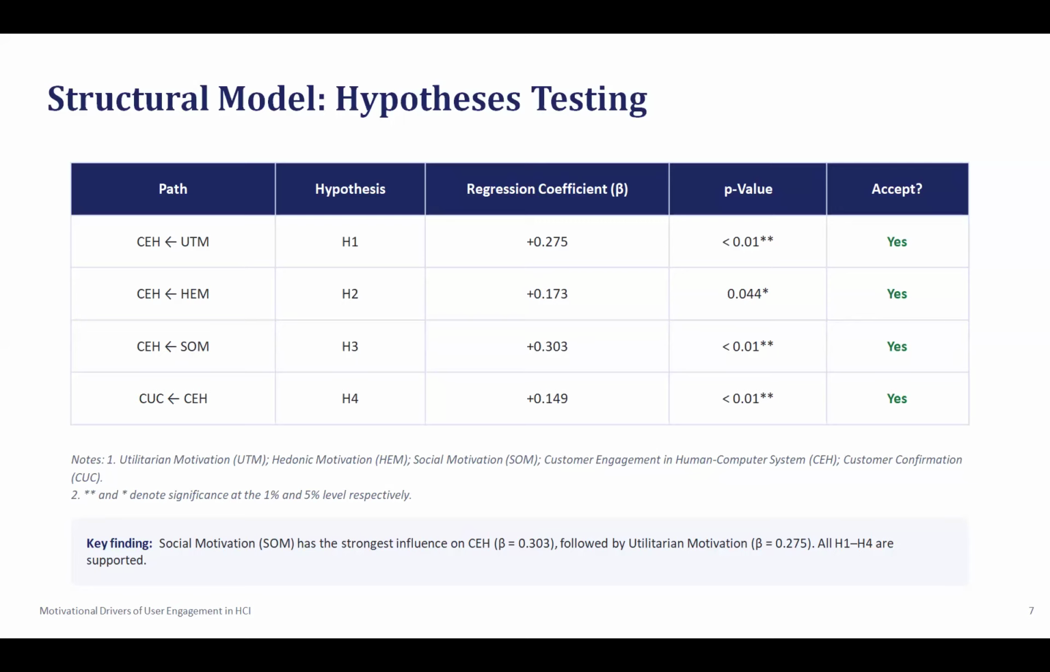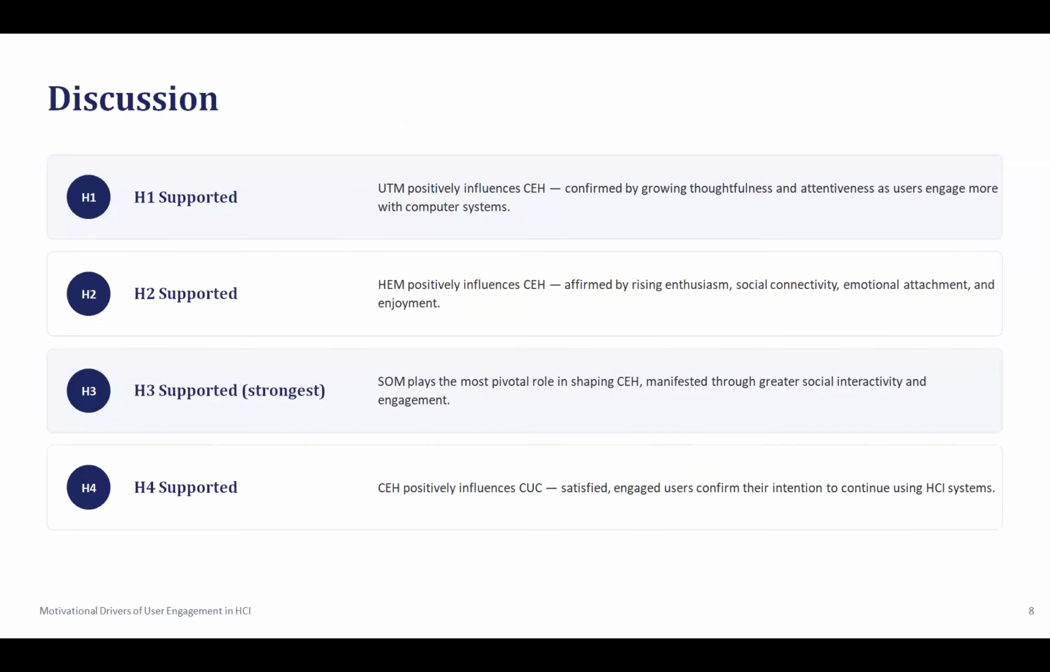Additionally, customer engagement was found to positively influence customer confirmation, indicating that engaged users are more likely to feel that their expectations have been fulfilled and are therefore more inclined towards continued usage. So all of them were supported. And as I said, social motivation is the strongest, having the strongest relationship.